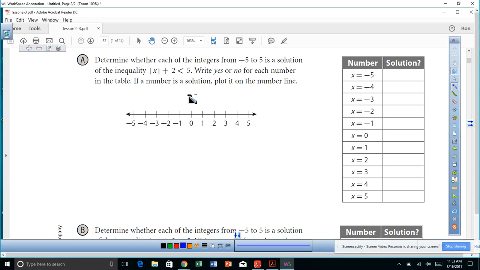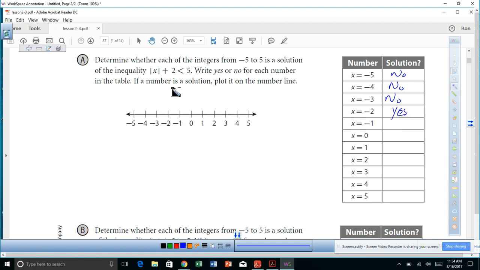Okay, so how can we do this? Well, we can put -5 in there. The absolute value of -5 is 5, and then 5 plus 2 is 7, so that would be a no. All right, -4. The absolute value of -4 is 4. 4 plus 2 is 6. That is not less than 5, so that's no. What if we put -3 in here? The absolute value of -3 is 3. 3 plus 2 is 5. That is not less than 5, so that is no. -2, the absolute value of -2 is 2. 2 plus 2 is 4, so yes.